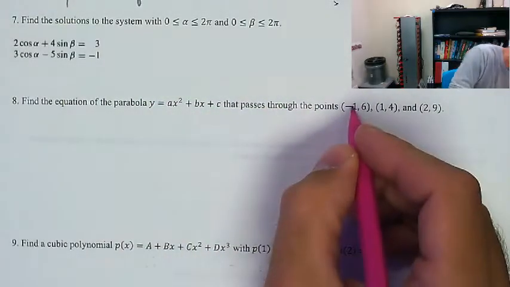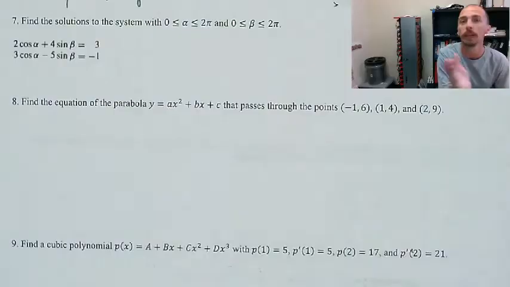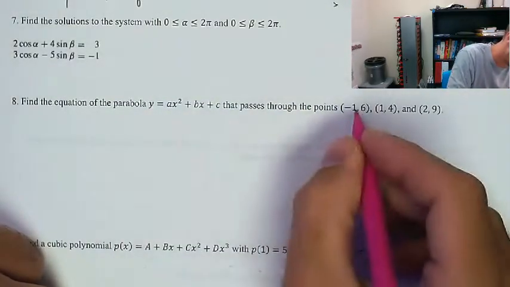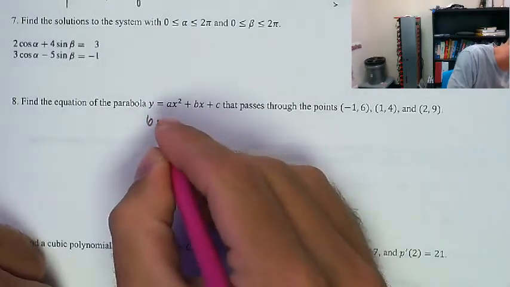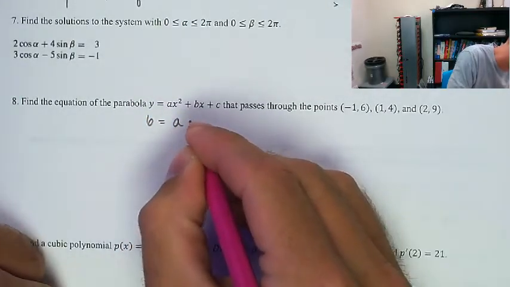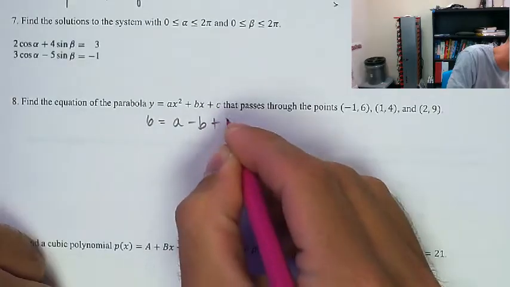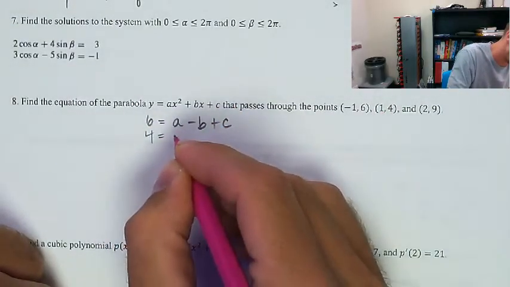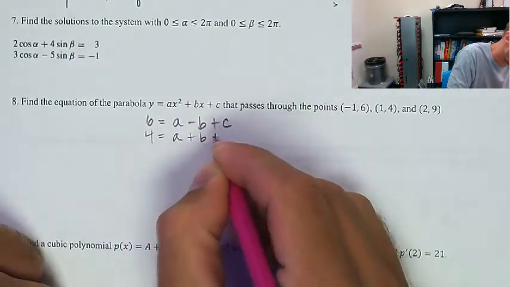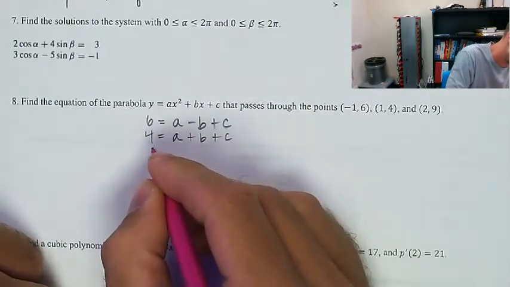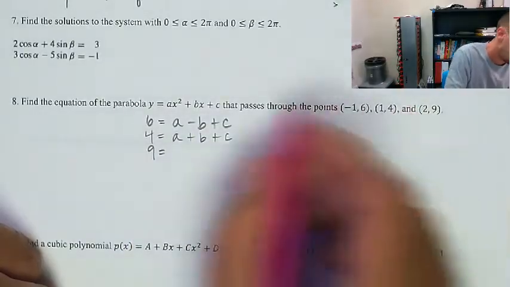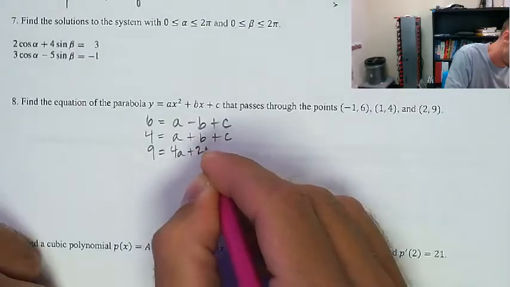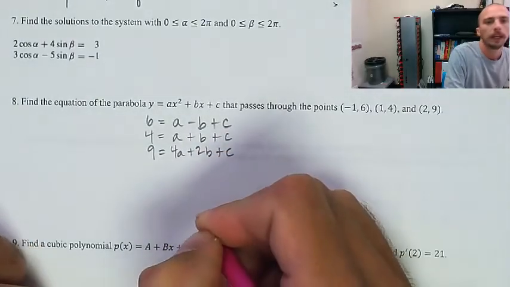What I'm going to do is plug in x and y into this equation, and I'm going to get a 3x3 system in a, b, and c. When I plug in -1, I'll get 6 equals a minus b plus c. When I plug in 1, I'll get 4 equals a plus b plus c. Then when I plug in 2, I'll get 9 equals a times 4 plus 2 times b plus c.